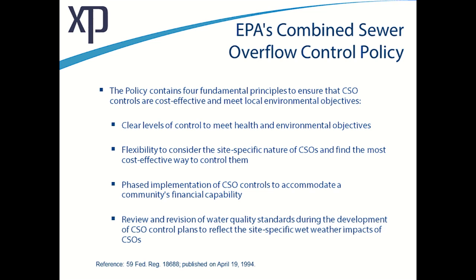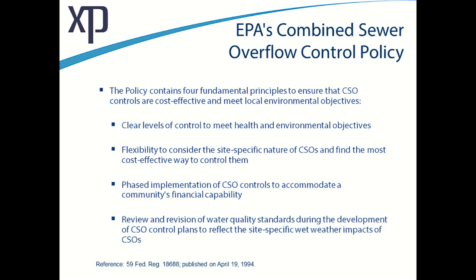So the EPA has basically 4 policies that they've implemented. First of all, they want a clear level of control for health standards. Obviously, when you have a combined sewer overflow, it's a combination of sanitary sewage, carrying fecal coliform and other nasty critters, and stormwater. It is diluted, but we want a level of control to deal with that. The next 2 are very similar in the fact that while it's important to control the combined sewer overflows, we want to focus on a cost-effective way to deal with them.